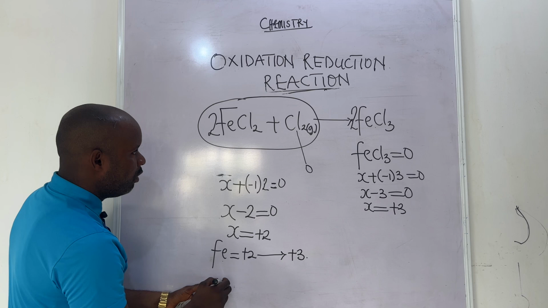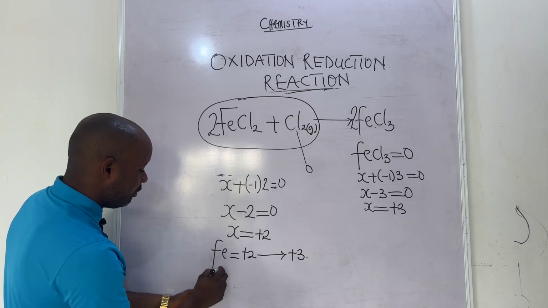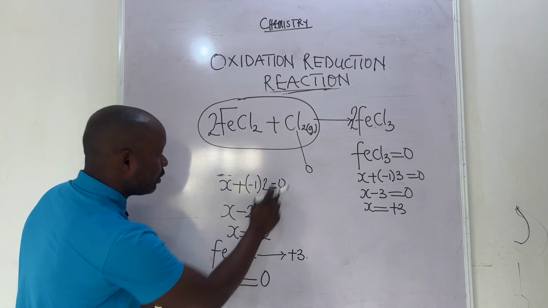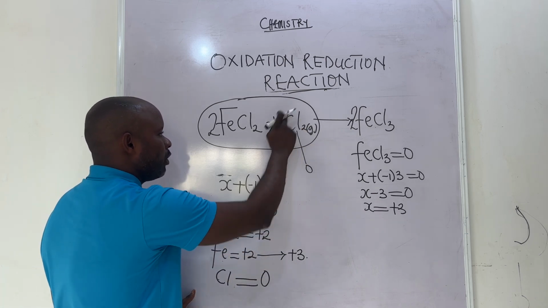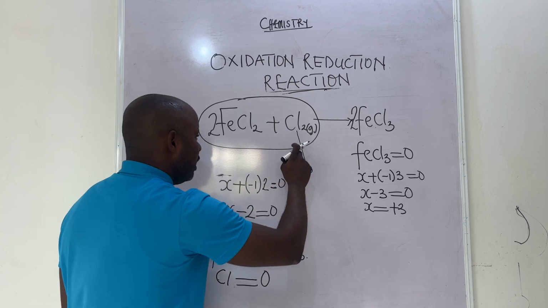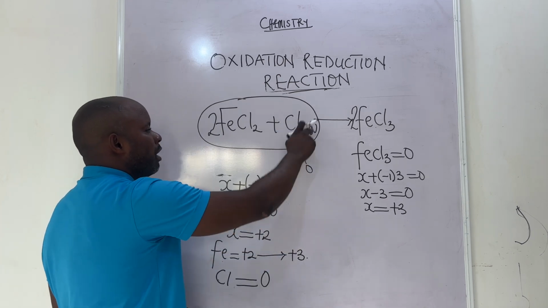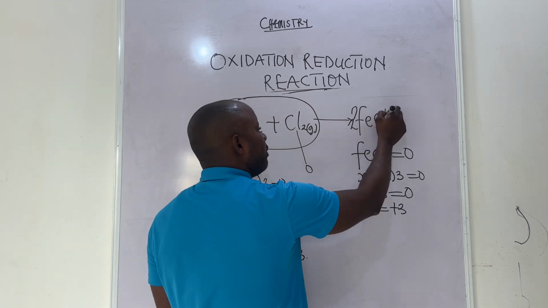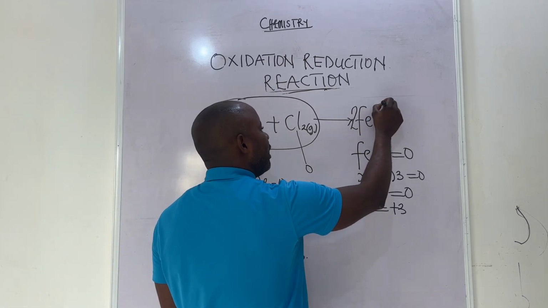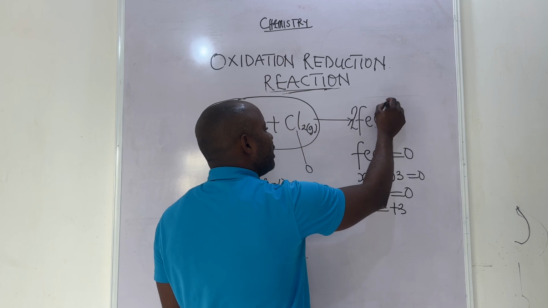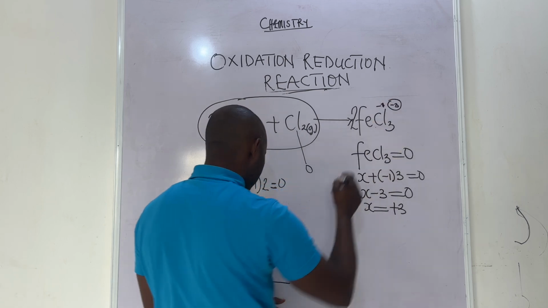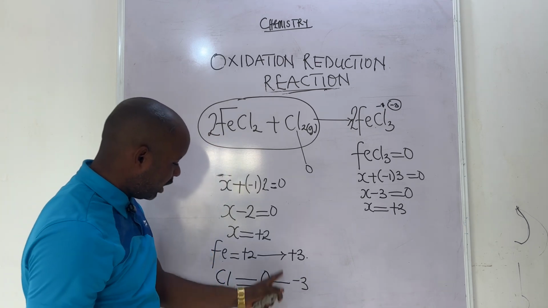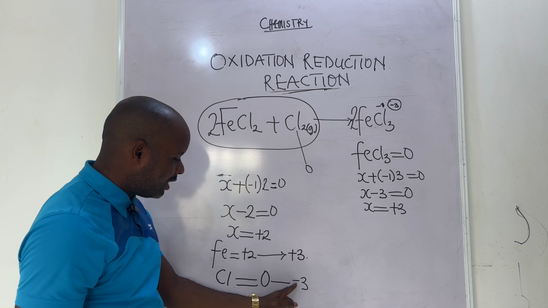While chlorine from the reactant moved from oxidation state of 0, because it's a free element. According to the first law of oxidation number, the oxidation number of any free element is equal to 0. But here, the oxidation state of chlorine is -1 times 3. That is -3. So we move from 0 to -3. Some students might actually have a problem here. 0 is bigger than this -3.